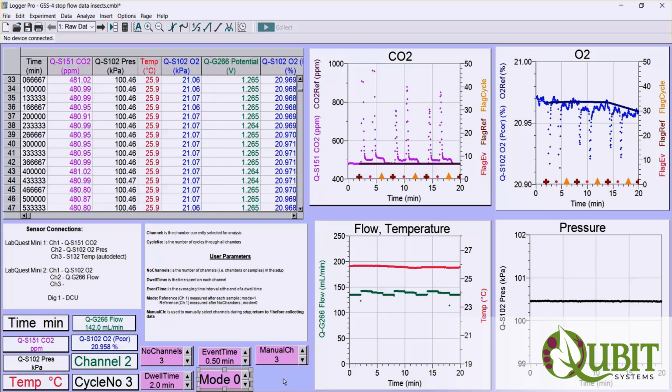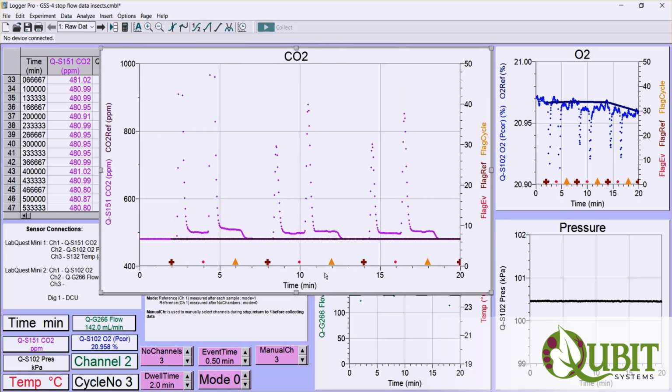Okay, so I will now explain some of this data and some of the symbols on these data graphs. So this is looking at our CO2. You will see these flag symbols on the bottom, and they indicate basically when the different channels are being switched by the gas switcher, and that is important for the software to do the calculations and sort the data.